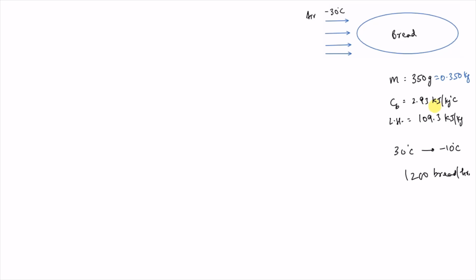steadily through the cooling section at a mass flow rate, that is the mass flow rate of bread we're going to calculate, and it will be equal to the rate we are given, 1200 bread per hour, times the average mass of the bread, that is 0.35 kg per bread. So we're going to solve this and we'll get the value as 420 kg per hour. So this is the mass flow rate.